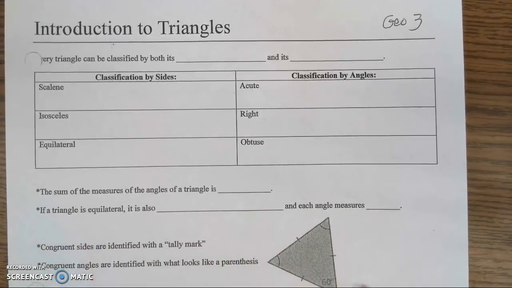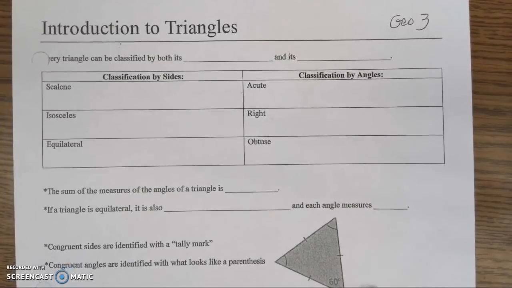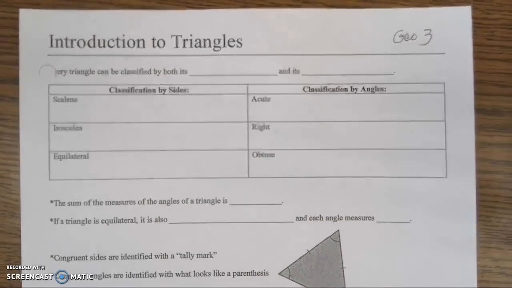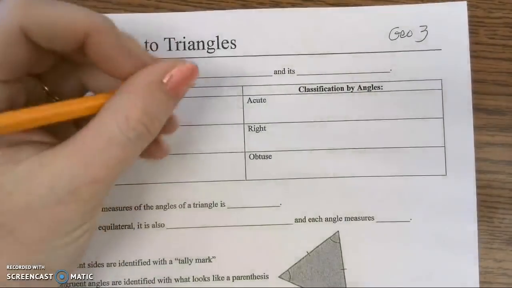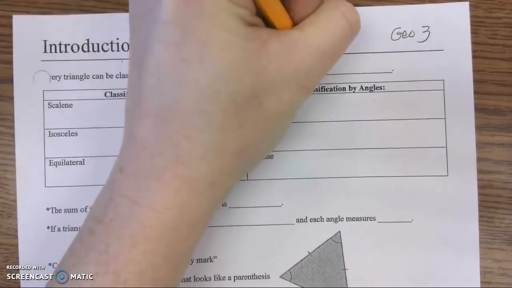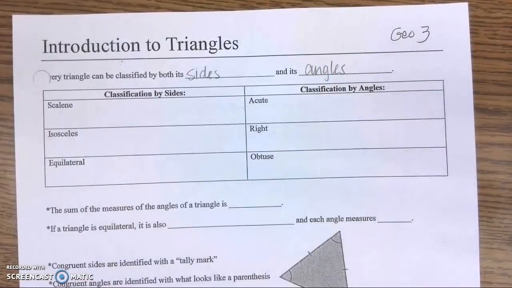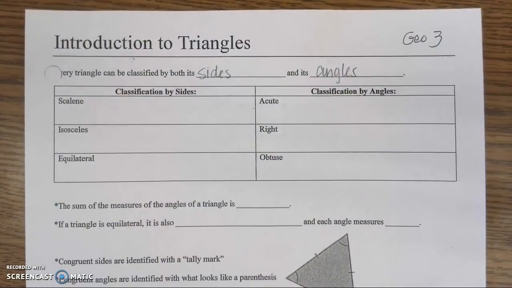Hey everyone! So today we're going to be talking about triangles, and we're going to review some important vocabulary with those triangles. Every triangle can be classified by both its sides and its angles. In order to do that, we need to know the proper vocabulary to use to classify it.